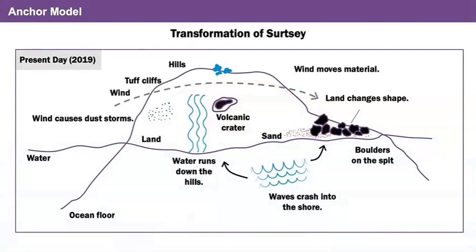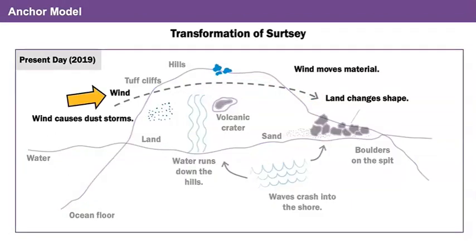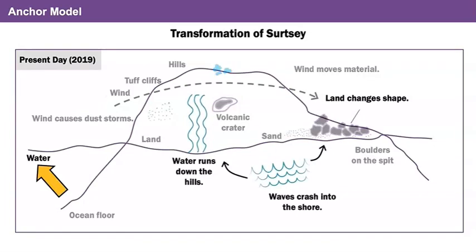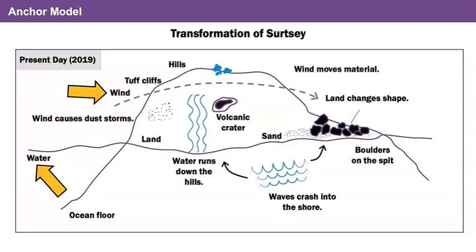Now, let's point to the earth events that are still changing Surtsey's land. I see wind and water. Both wind and water are changing the land on Surtsey today. This makes me wonder, how did the wind and water events that are changing Surtsey compare with other events? I wonder if Surtsey's events are fast or slow.